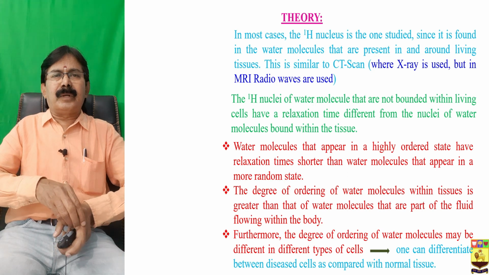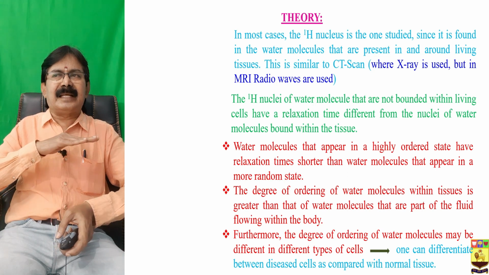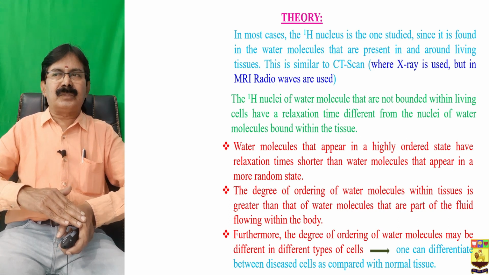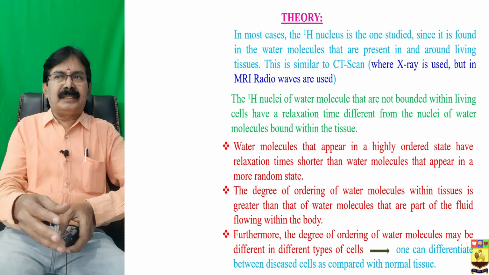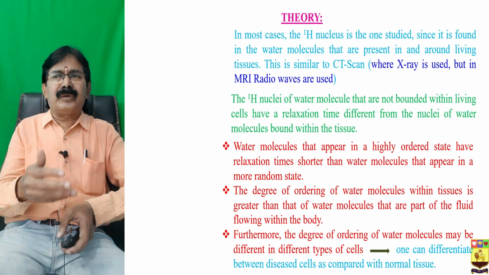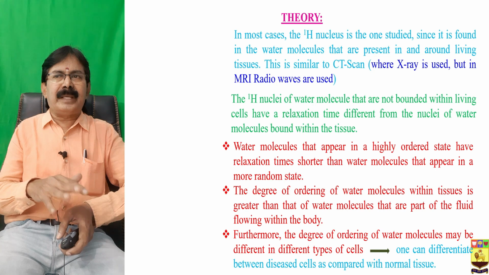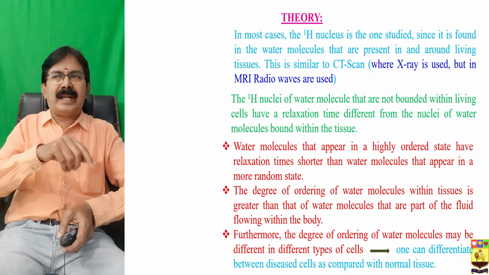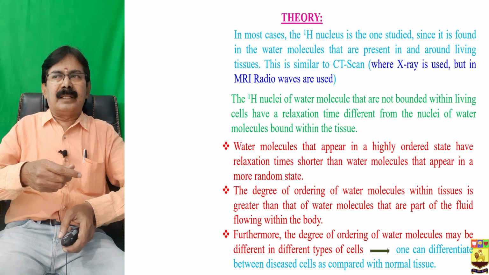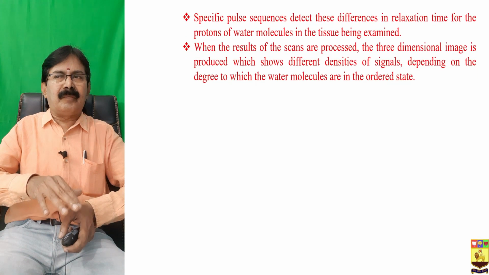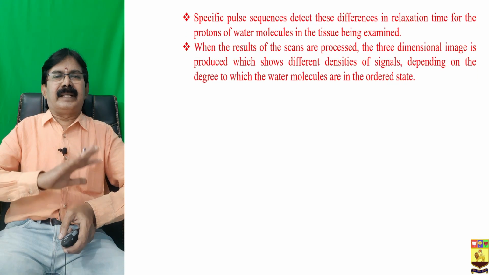So what we are going to do is use a specific pulse sequence to detect these differences in relaxation time for the protons of water molecules in the tissues being examined. When the results are scanned or processed, a three-dimensional image is produced, which shows different densities of signals depending on the degree to which water molecules are in the ordered state.